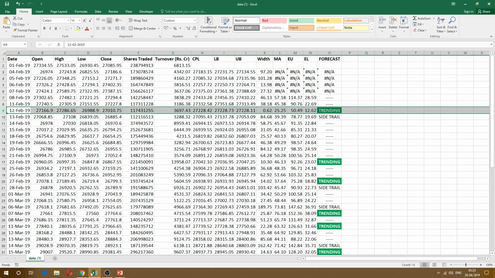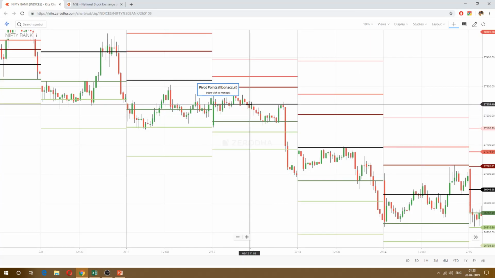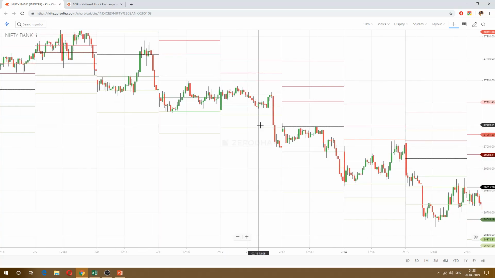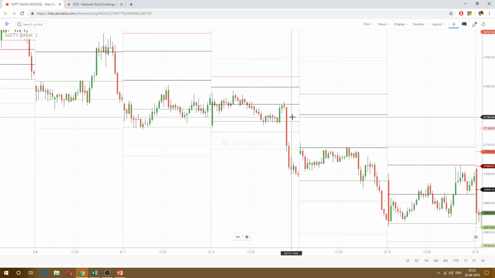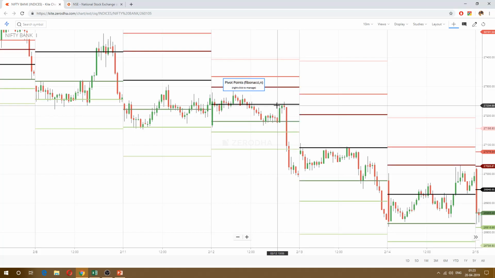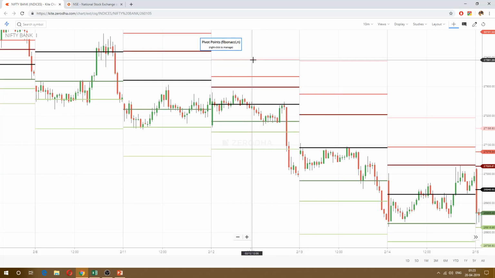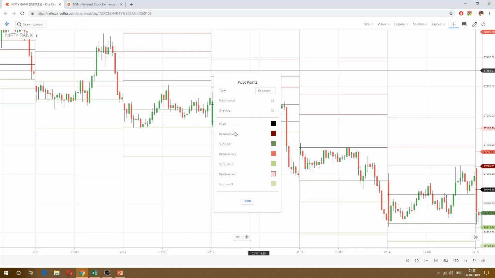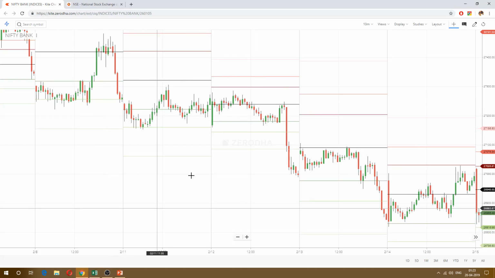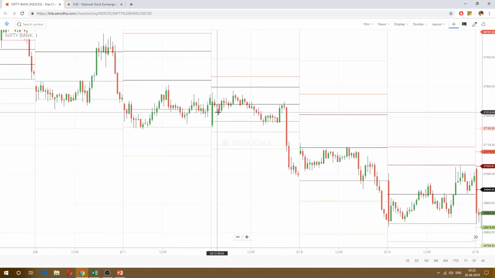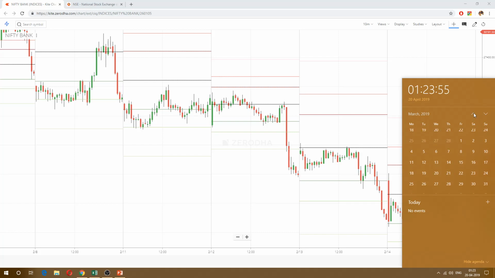Okay, this is slightly different. Anyway, since we don't have CPR on Zerodha, I'm just showing the normal Fibonacci pivot lines, and let's see what happened. Was 12 February expiry? No, it was not expiry.